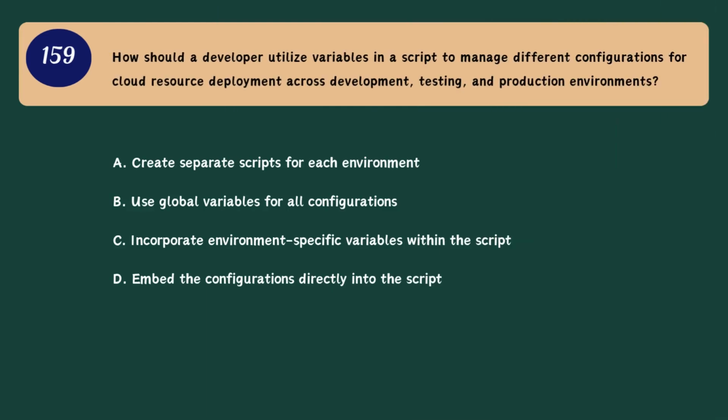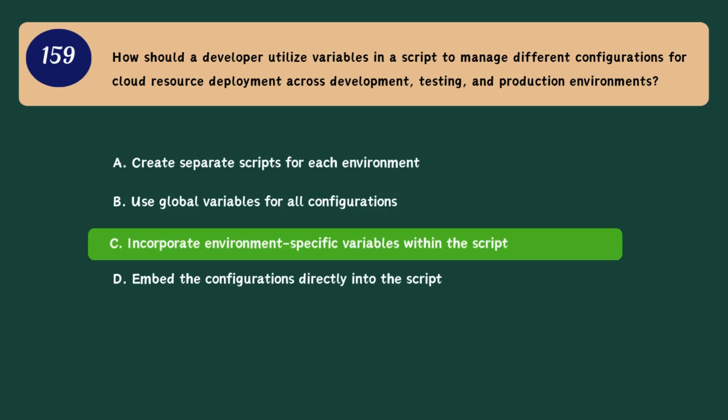Question 159. How should a developer utilize variables in a script to manage different configurations for cloud resource deployment across development, testing, and production environments? A. Create separate scripts for each environment. B. Use global variables for all configurations. C. Incorporate environment-specific variables within the script. D. Embed the configurations directly into the script.